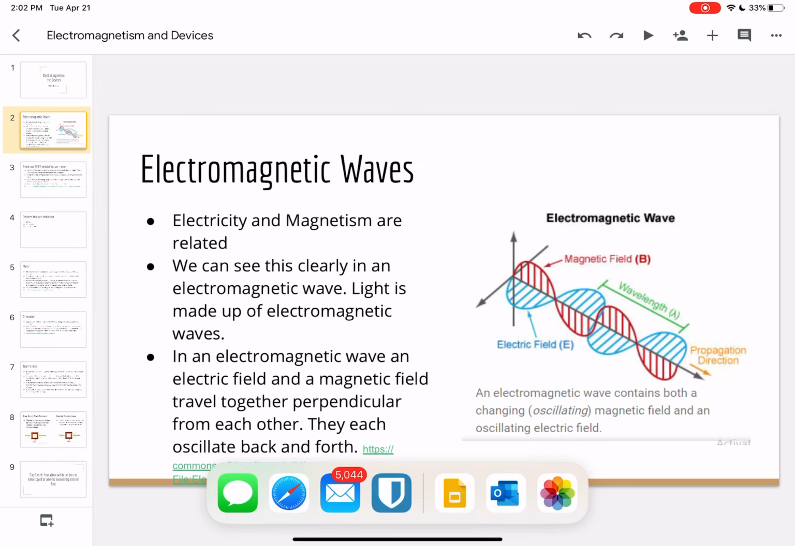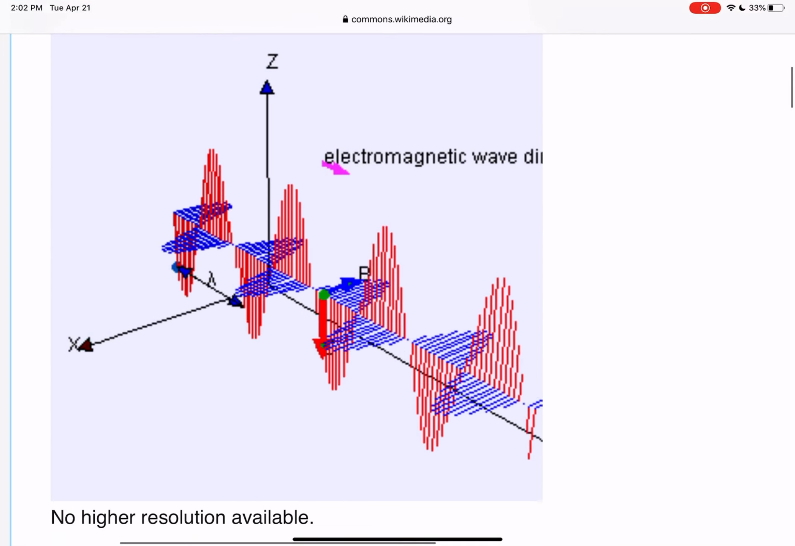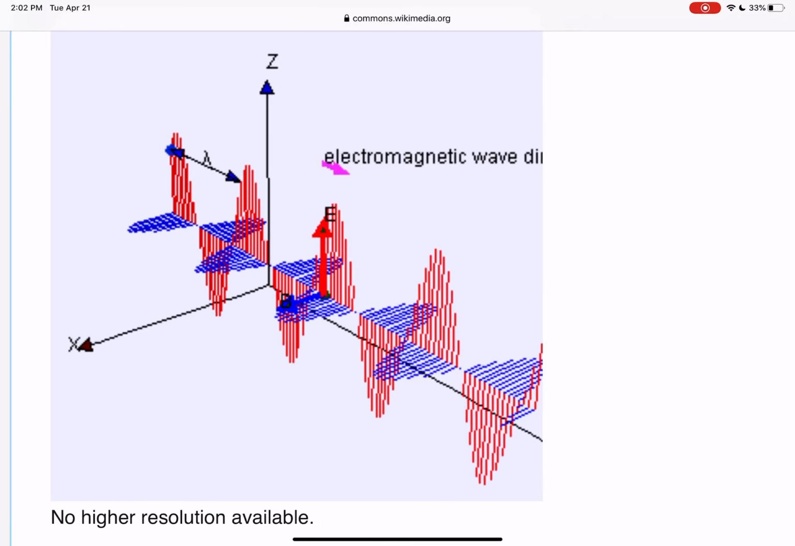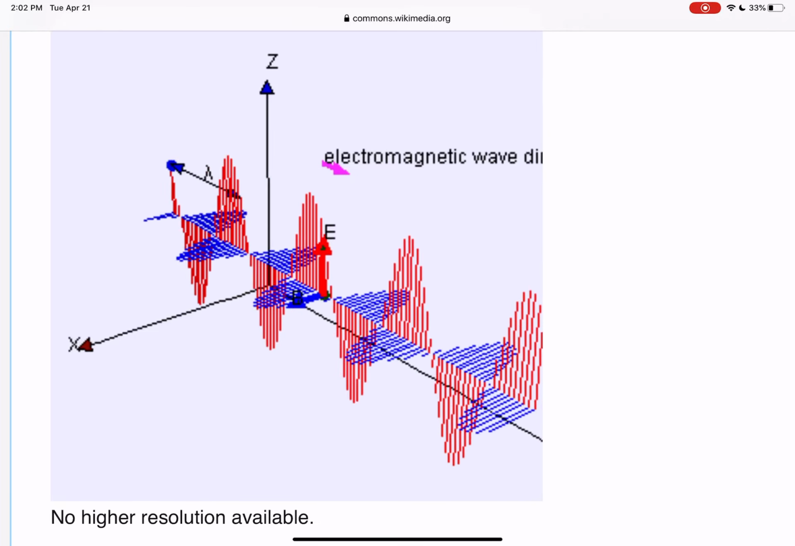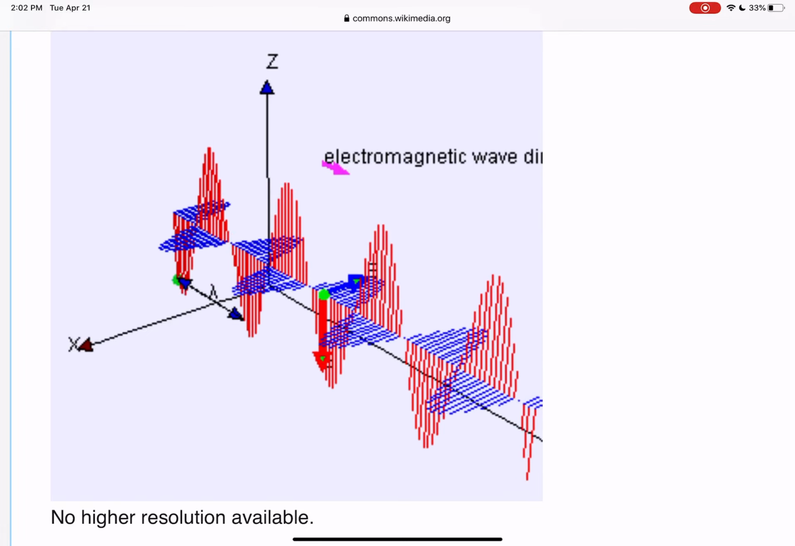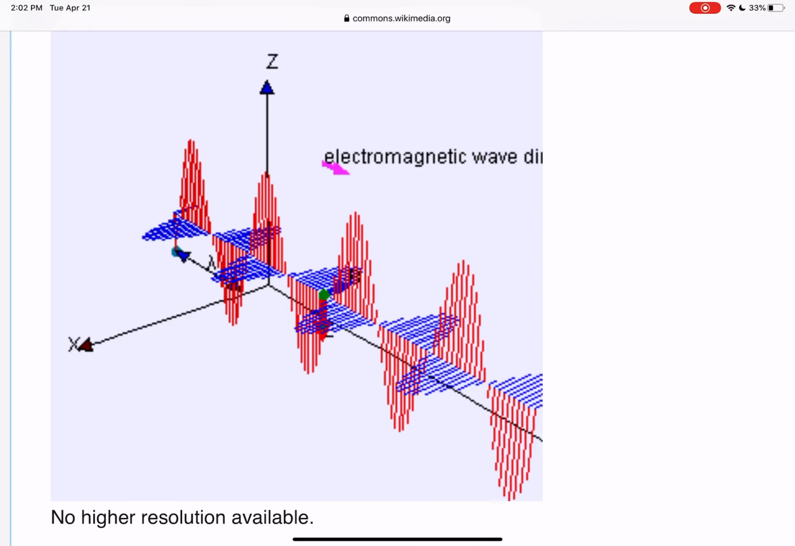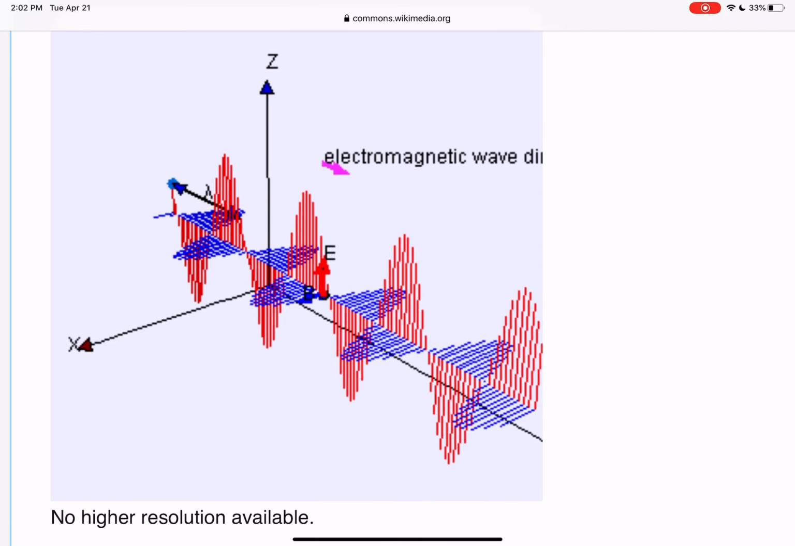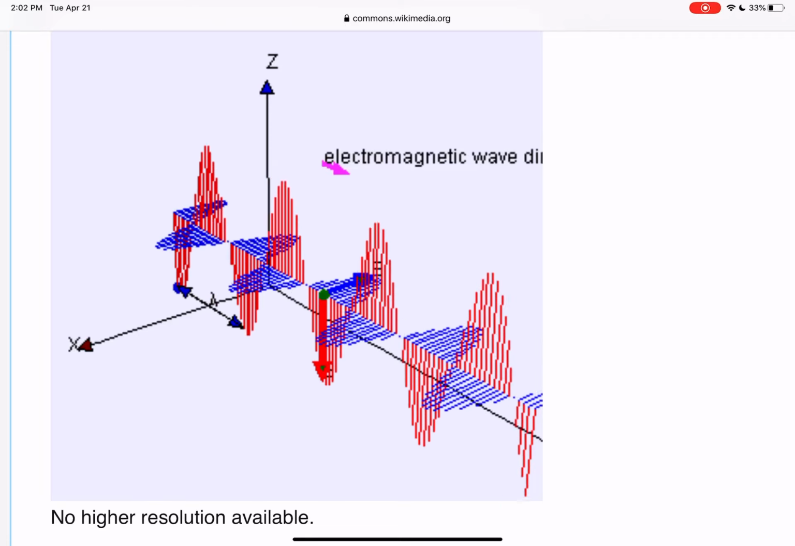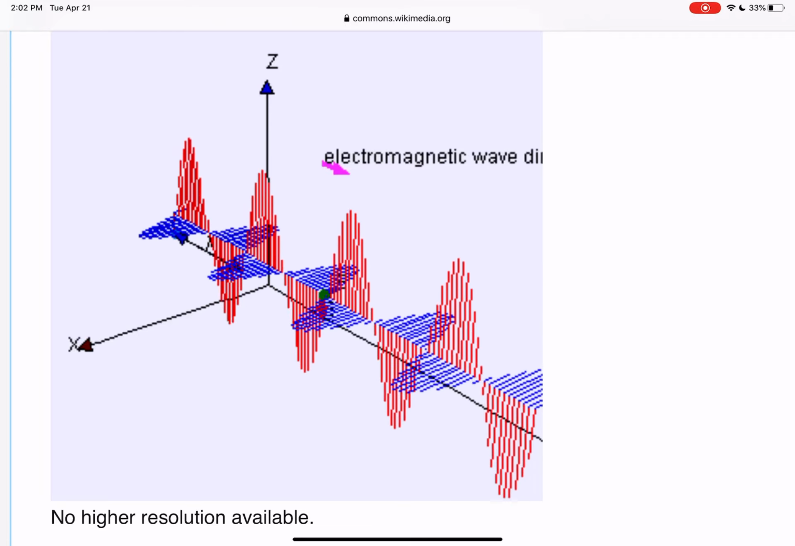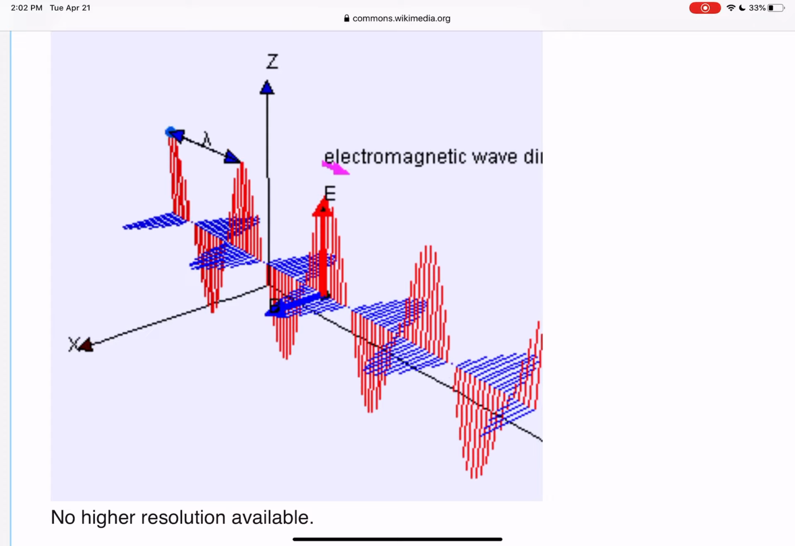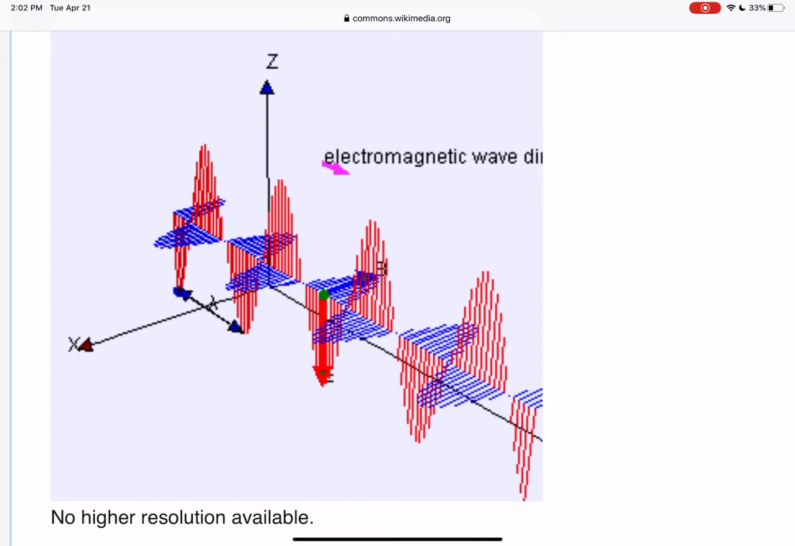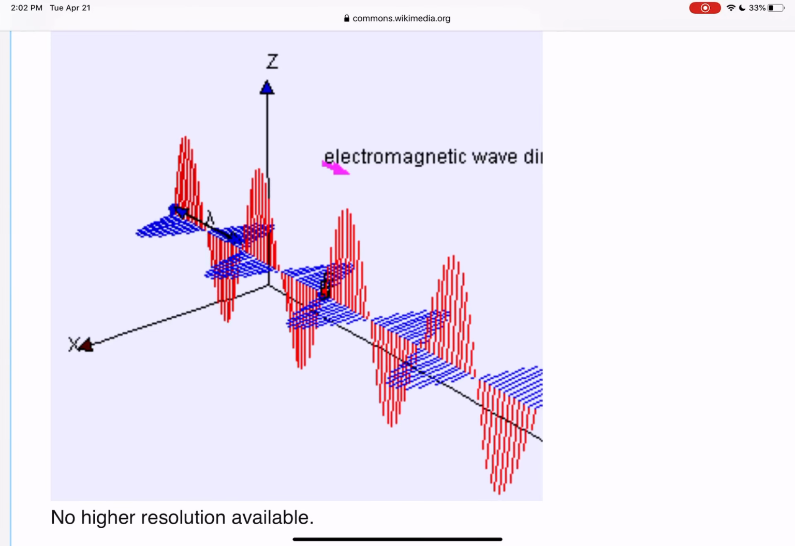It's kind of hard to imagine, so I have a graphic here. Again, we can see the electric field represented in this one as red, and it is oscillating up and down. We see the magnetic field, which we also call the B field, in blue, and it's oscillating back and forth. And you can see that they are at a right angle. So this is what an electromagnetic wave looks like. It is these changing electric and magnetic fields, and this is what light is made of.